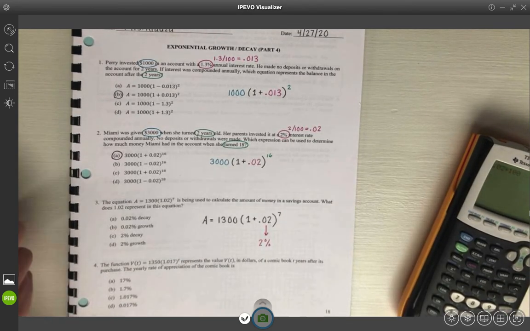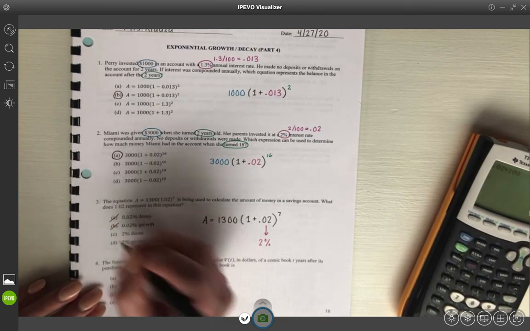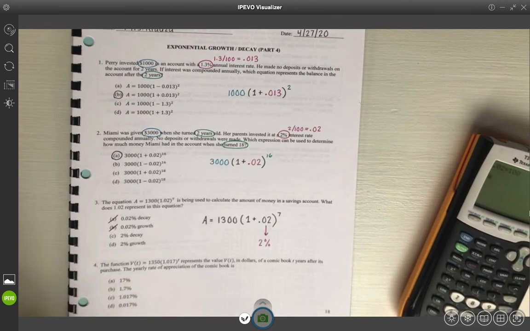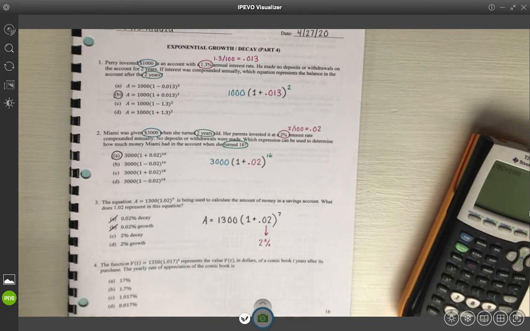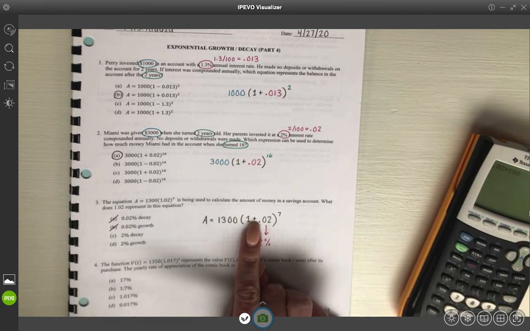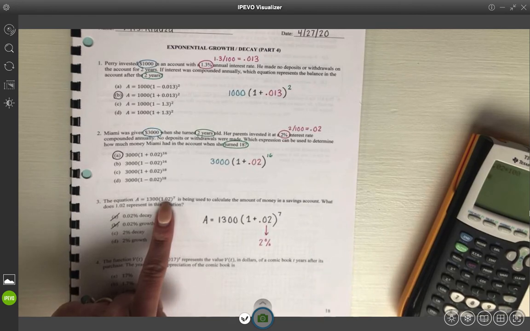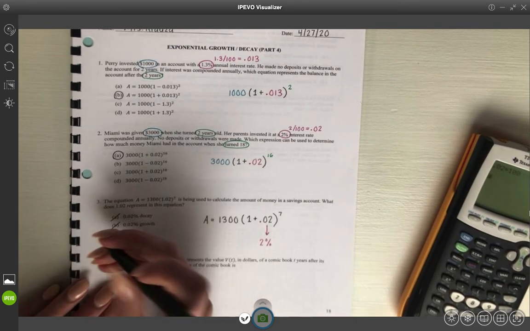So we can knock out choice A and B. The percent change is not 0.02%, it's 2%. Is it growth or is it decay? Well, we were using a plus sign, right? This number was bigger than 1. So it's 2% growth.